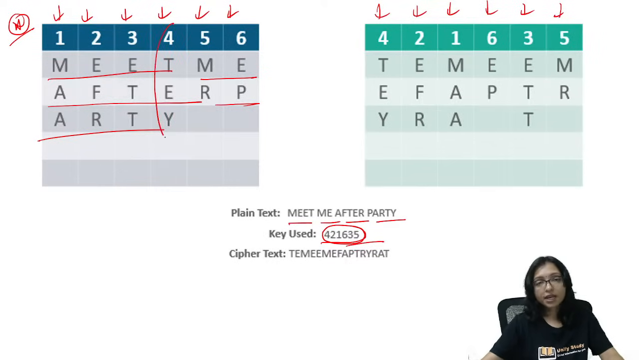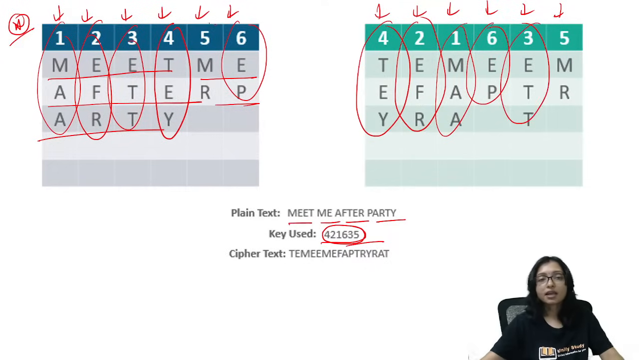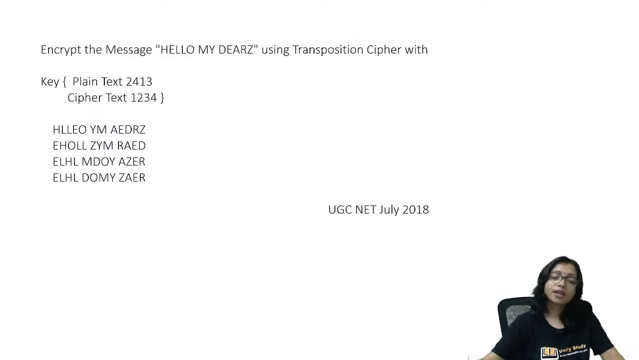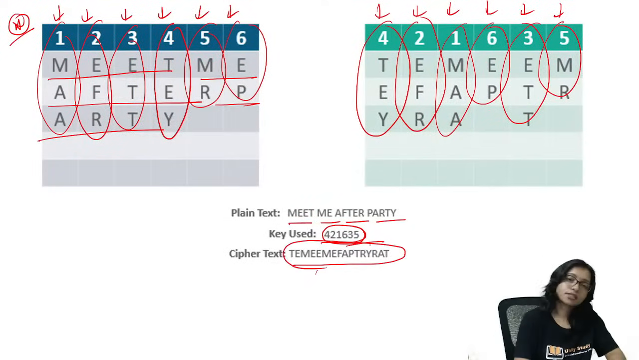So the fourth column together I am writing here, second column together here, first column together here, sixth column together here, third column together here, and the fifth column together here. Whenever we write all these columns, you get the cipher text. This is the way you will get the cipher text.